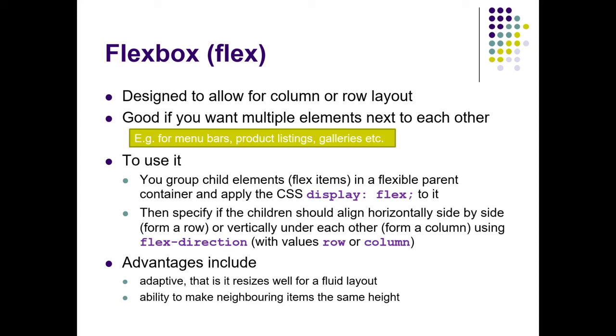What we do is use the display property with the value flex. We'll see that in a second or two. And we can set a flex direction to make items go in a row or a column. So you want your navigation menu, for example, horizontally across the page or stacked vertically. And this is very good for an adaptive design that resizes well, as we'll see later, a fluid layout that adapts nicely with the size of the screen.